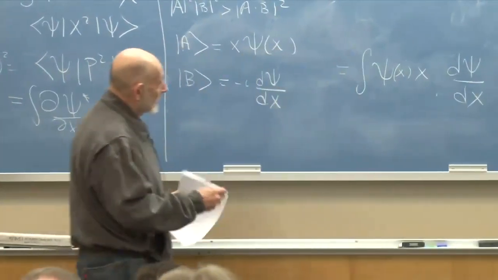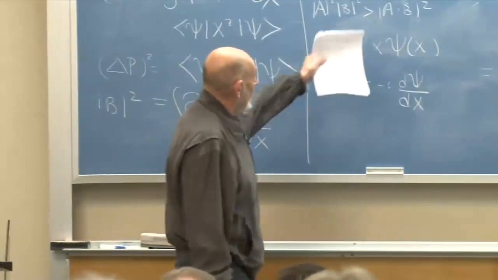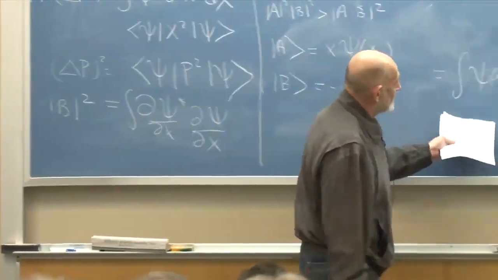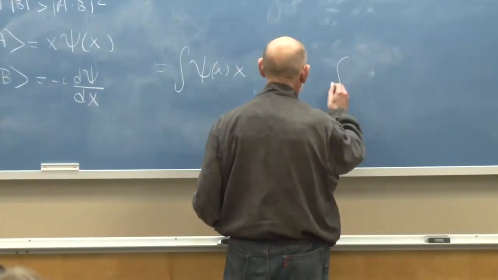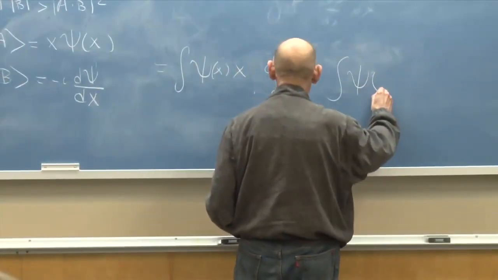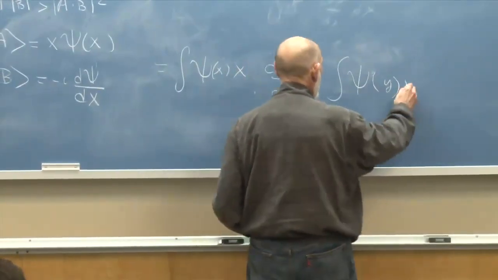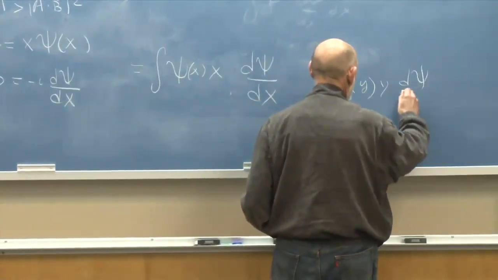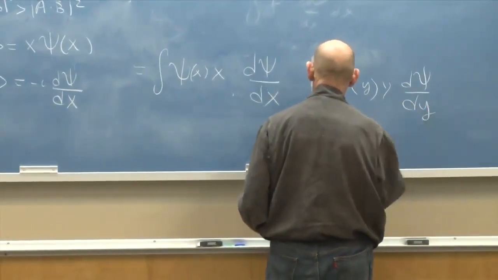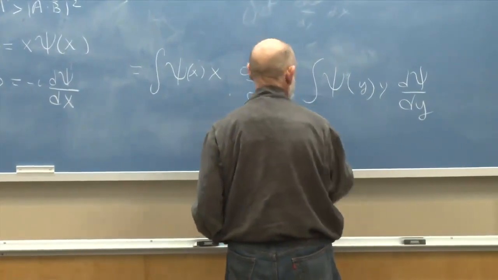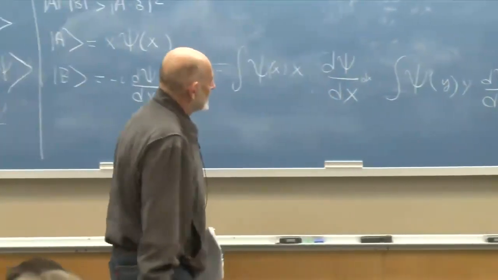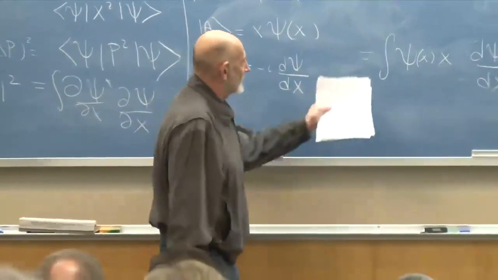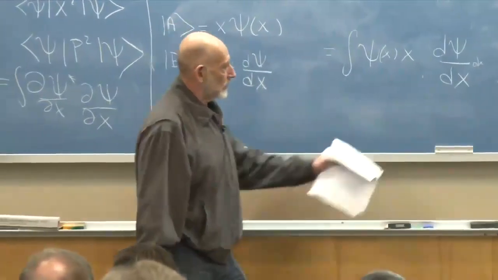And let's look at this quantity. Now, we have a dot b squared, so I can multiply this by itself. If I wanted to multiply it by itself, I could multiply it by another integral of the same type, y d psi by dy. This is dx. This is dy. But all I'm doing is writing the same thing twice. So if I can evaluate this, I am also evaluating this.